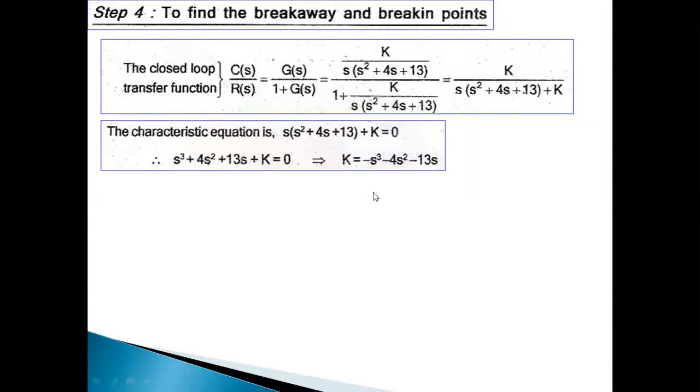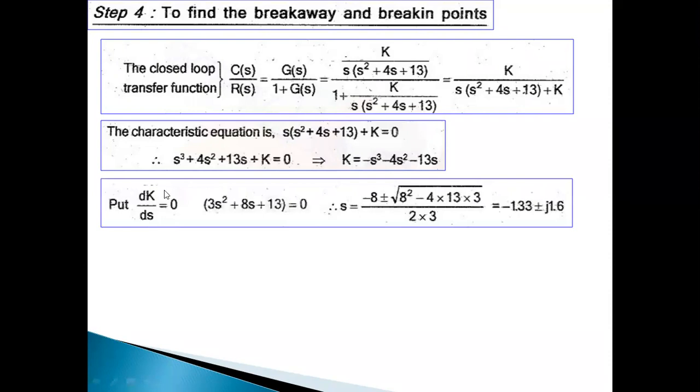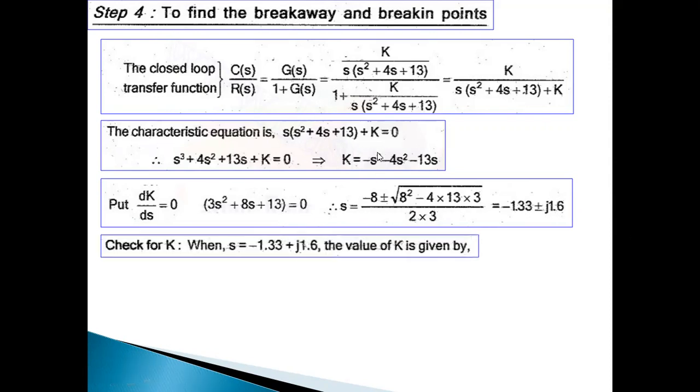From this we have to calculate k. Once we get k, the next step is to differentiate with respect to s, dk by ds is equal to 0. This is a systematic procedure to obtain the root locus. To find the breakaway point or break-in point, our aim is to solve dk by ds equal to 0. So you will get s is equal to -1 plus or minus j1.6. Once we get the s value, substitute it back in this equation to find k.